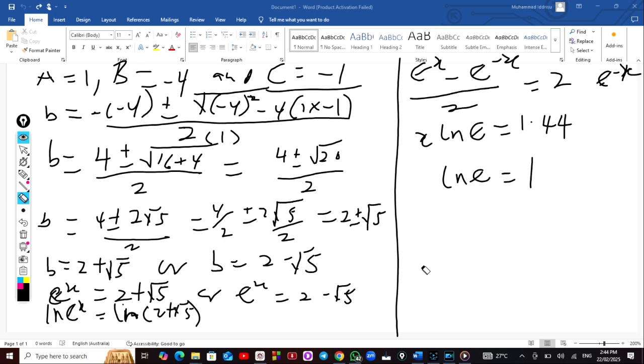So now the first one, x ln e, is basically x times 1, which is x. That means x is equal to 1.44, and that is it. This is what we were asked to find, and we have done that.